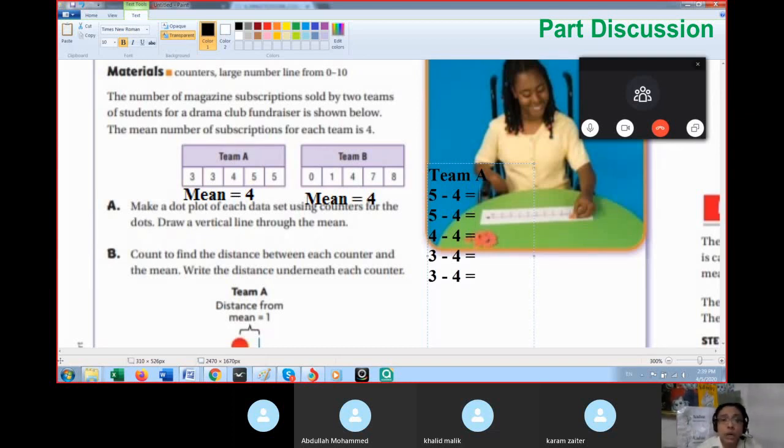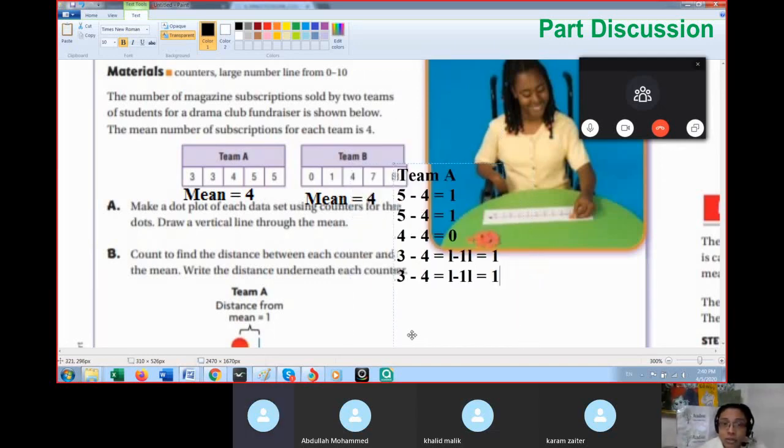Oh, 5 minus 4? 1. Again 1 here. Again here, 0. But what about here? 3 minus 4 is negative 1. But as we have said, we have to find the absolute value. That's why you have to put lines around the negative numbers. The same as here, negative 1, put lines. So, what is the absolute value of negative 1? The absolute value of negative 1 is positive 1. That's why it is an absolute value, because we need to get the answer as positive. Do you understand?